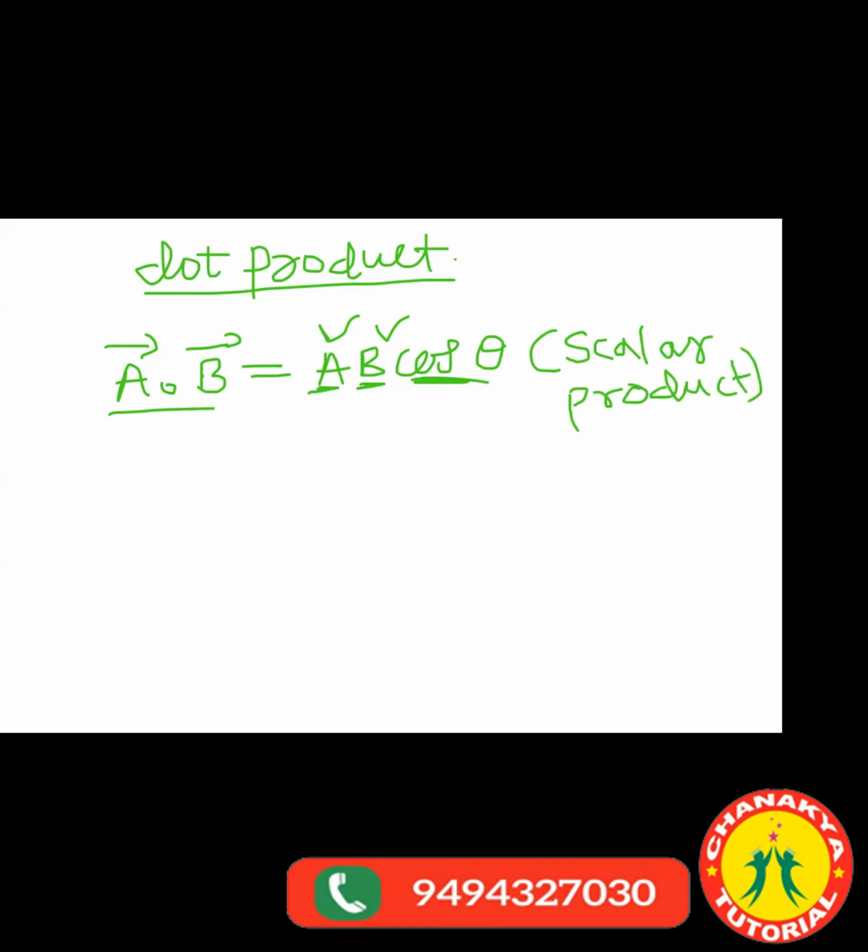Okay. Then we have one more, that is cross product, A cross B. Okay. This will be what? AB sin theta. And it will be having some direction n cap, let's say. How to find that direction, I will tell you.